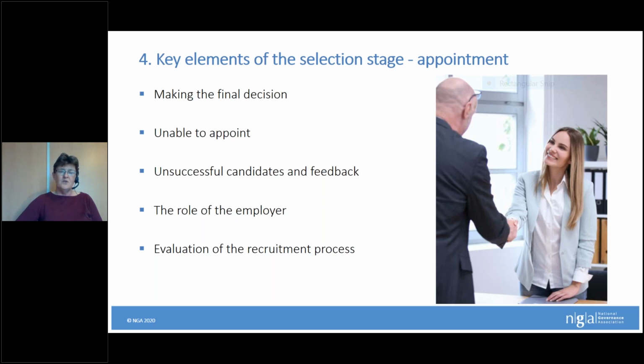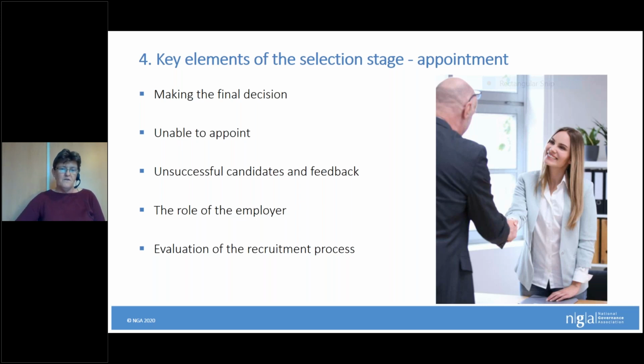Whatever the outcome, you will always have unsuccessful candidates. And it's so important that unsuccessful candidates are thanked for their time and effort, because it is a huge effort to apply for a job, that they go away with a really positive impression of your organisation as an employer, and they're offered the chance of feedback.